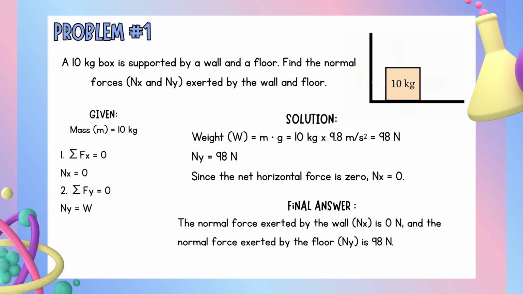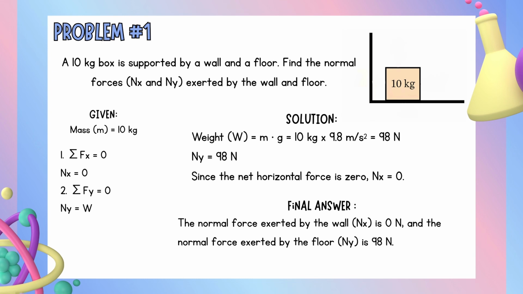First, we need the weight of the box. Weight equals m times g: 10 kg times 9.8 meters per second squared equals 98 Newtons. In the vertical direction, the upward force must equal the downward weight. Therefore, Ny is equal to 98 Newtons.